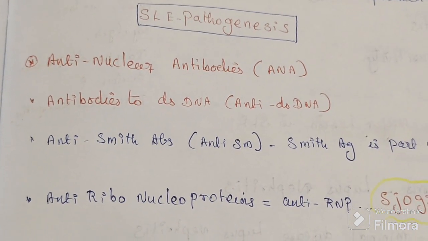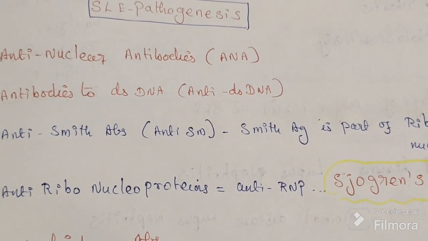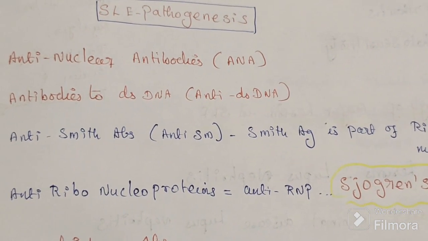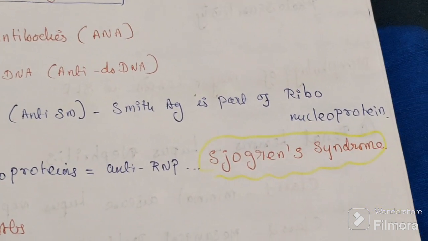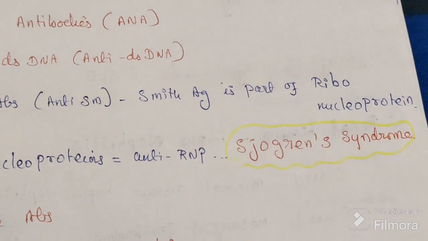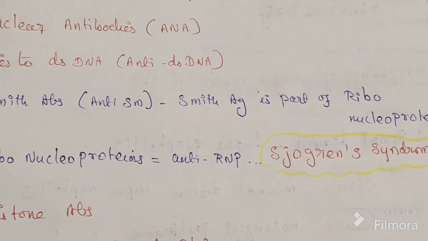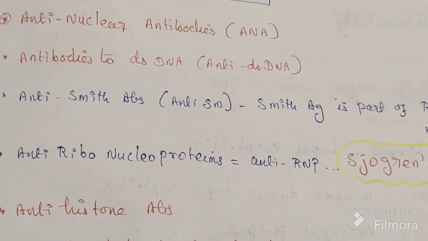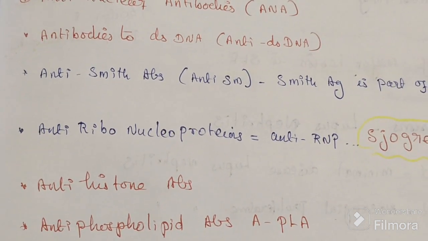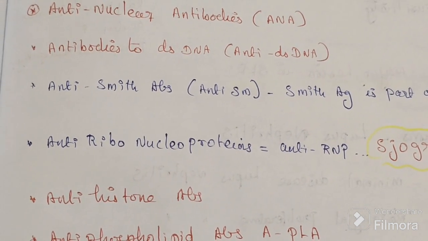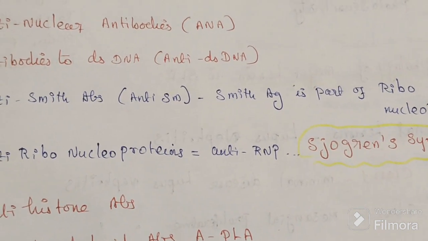Then anti-Smith antibodies. They appear against the Smith antigens. The Smith antigen is a part of ribonucleoprotein, and antibody formation happens against this ribonucleoprotein. Then we have a lot of other antibodies, like anti-ribonucleoprotein, that is, anti-RNP.